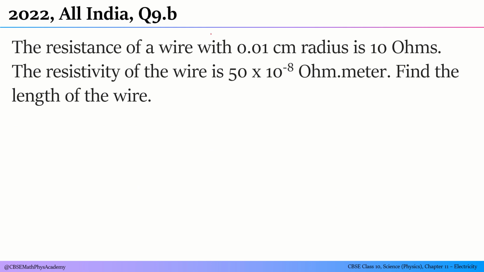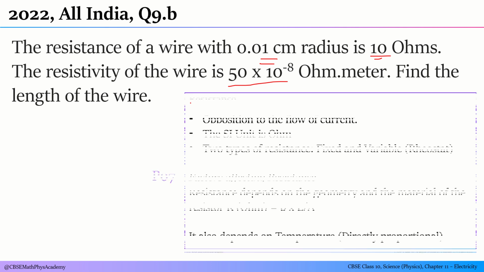The resistance of a wire. This is a problem. The wire radius is 0.01 centimeter. Its resistance is 10 ohms. The resistivity of the material, that is rho, is 50 into 10 power minus 8 ohm meters. Find the length of the wire.